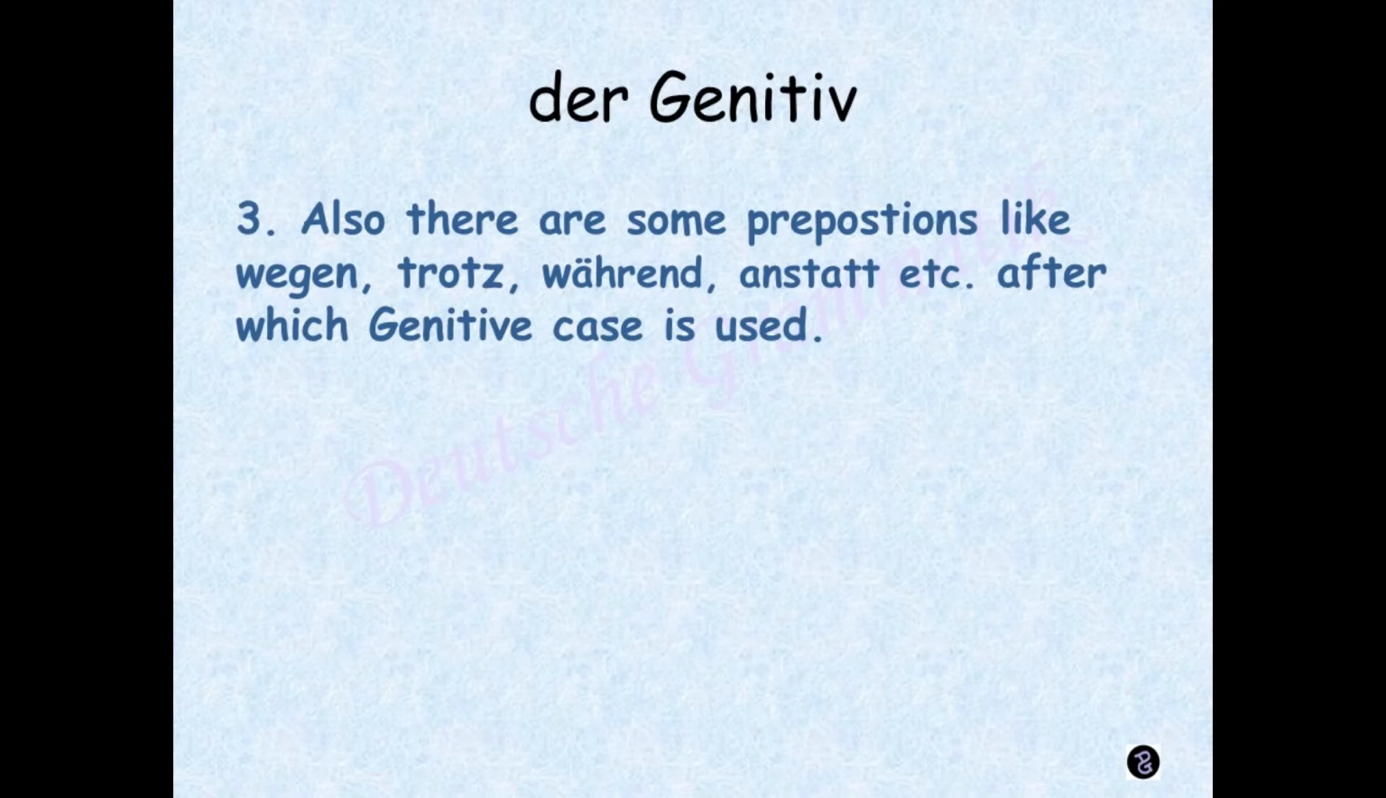Also, there are some prepositions like wegen, trotz, während, anstatt, etc., which always demand genitive case. We will learn about these prepositions in further videos. Now let's see the formation of genitive case.